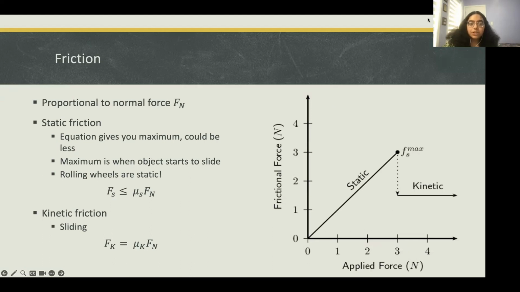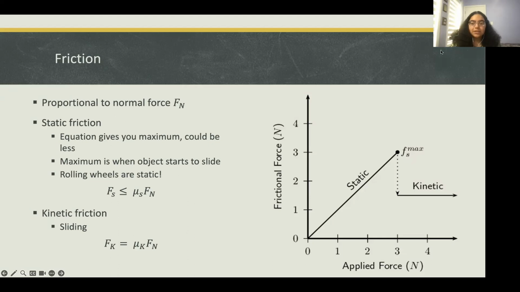More about another force, friction. It's going to be proportional to your normal force. For static friction, your static friction is less than or equal to the coefficient times normal force. For kinetic, it's equal to the coefficient times normal force. And the reason that for static it's an inequality is that it could be less than the maximum. If it's equal, that's the maximum static friction you can have, but it could be less than that since it's just trying to counter what's going on.